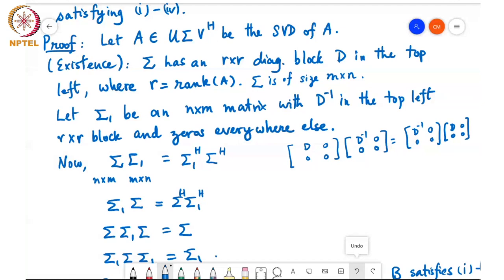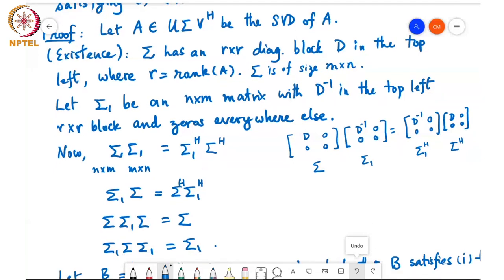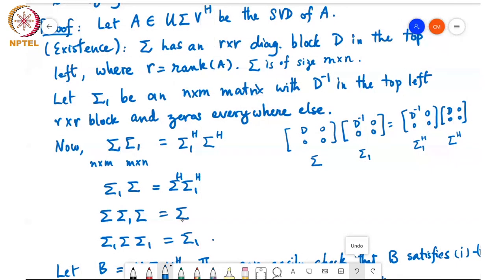This is actually a bad way to write it, because this is sigma 1, this is sigma 1 Hermitian, and this is sigma Hermitian. So they're all of different dimensions. Basically the zeros are all of different dimensions, but by just matching up the dimensions, you can verify that this is actually true. And similarly, sigma 1 times sigma is equal to sigma, and sigma 1 sigma times sigma 1 equals sigma 1. So basically, sigma 1 is the Moore-Penrose. Okay, for now, since I haven't shown uniqueness, I can say that it is a Moore-Penrose inverse of sigma.